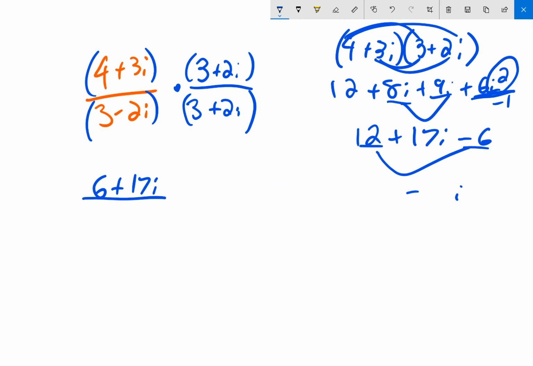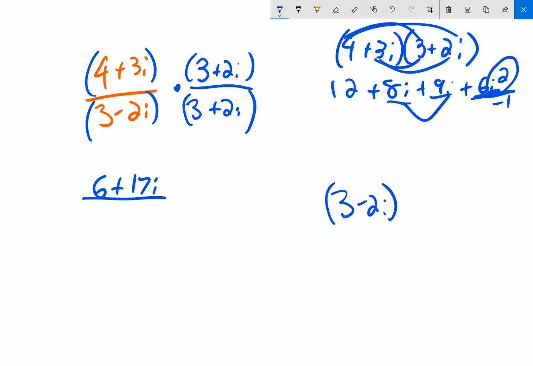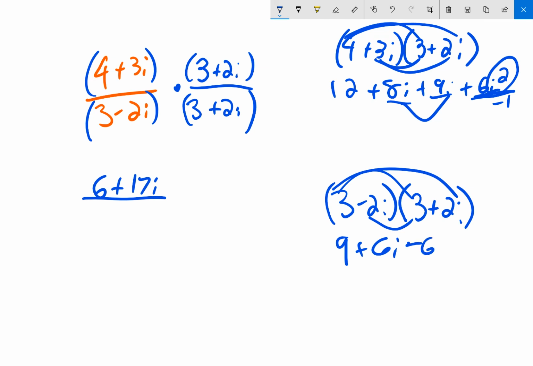What's my denominator, though? So with my denominator, I'm just going to erase some of this. My denominator, remember, is 3 minus 2i. And I'm multiplying it with 3 plus 2i. So FOIL it. 3 times 3 is 9. 3 times 2i is 6i. Negative 2i times 3 is negative 6i. And then negative 2i and positive 2i. Negative 2 times, remember you're multiplying these. Negative 2 times 2 is negative 4.